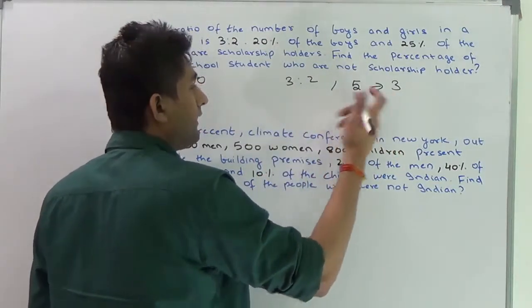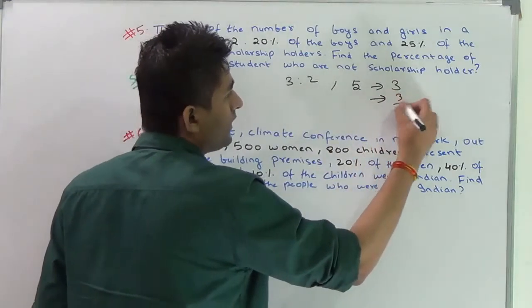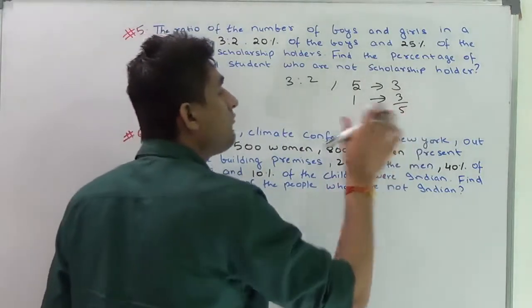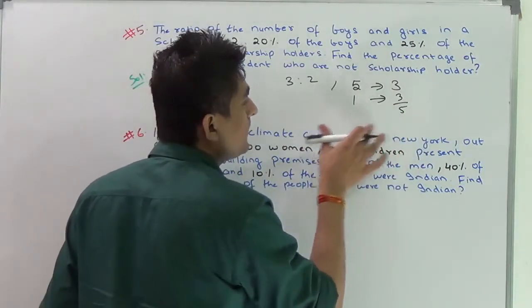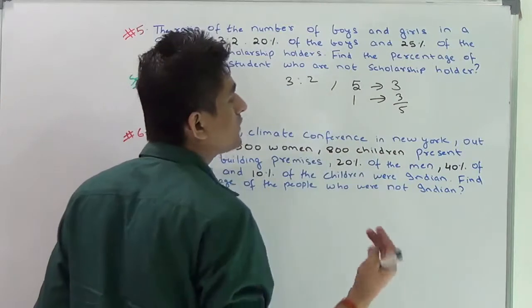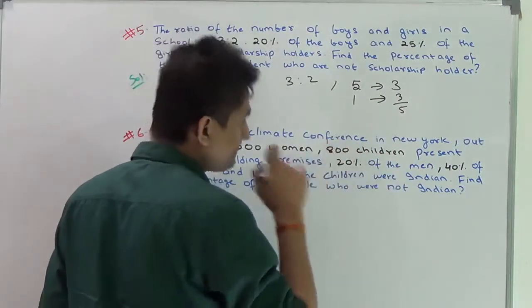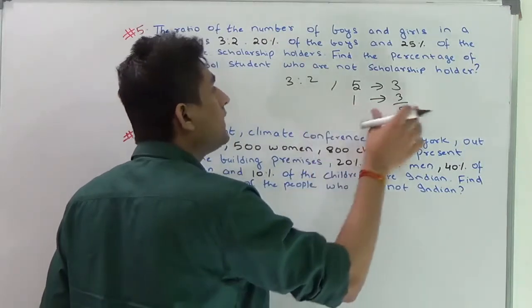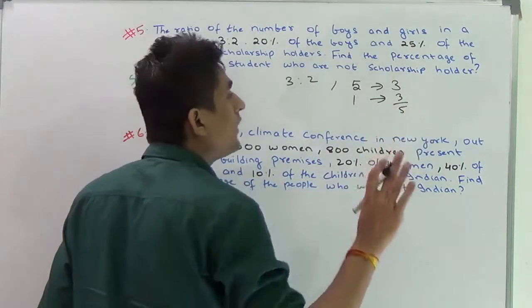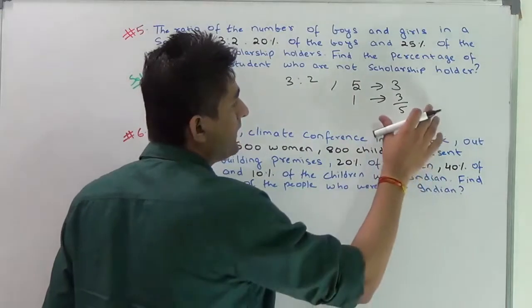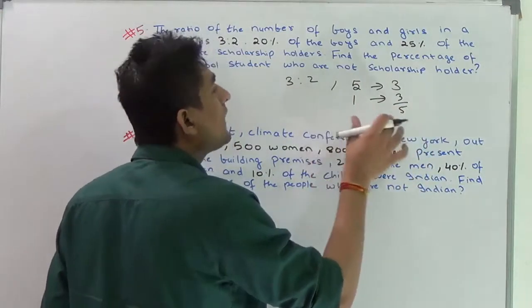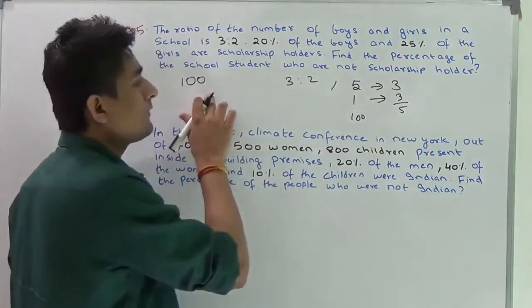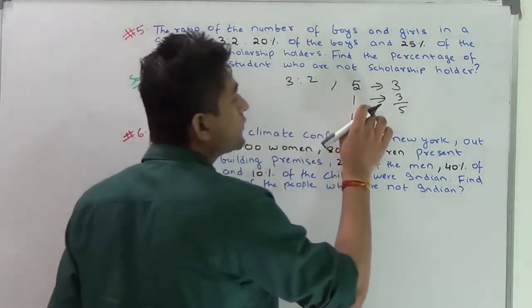By the unitary method, I can say if there was only 1 student, there would have been 3 by 5 boys. However, it is not practically possible, but for calculating the unit values, we can assume it like this. Now there are 100 students, since I have assumed the total number of students to be 100. So I have to multiply this with 100.